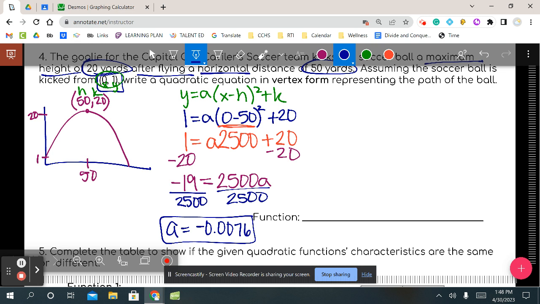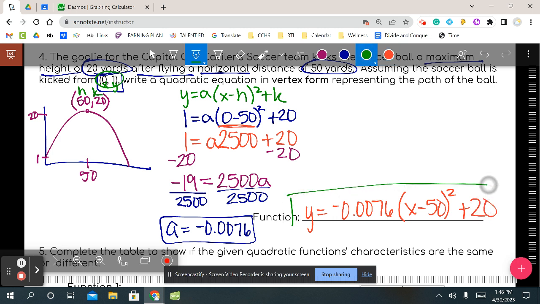So then we're going to take that and we're going to plug it back into vertex form. However, we are not going to have our numbers for x and y anymore, we're just going to have our x and our y as letters. So y equals negative 0.0076, parentheses, x minus 50 squared, and then plus my 20. So this one has multiple steps to it, so make sure you are practicing this. We're going to continue practicing this problem throughout the unit because it is an important one that you need to know.